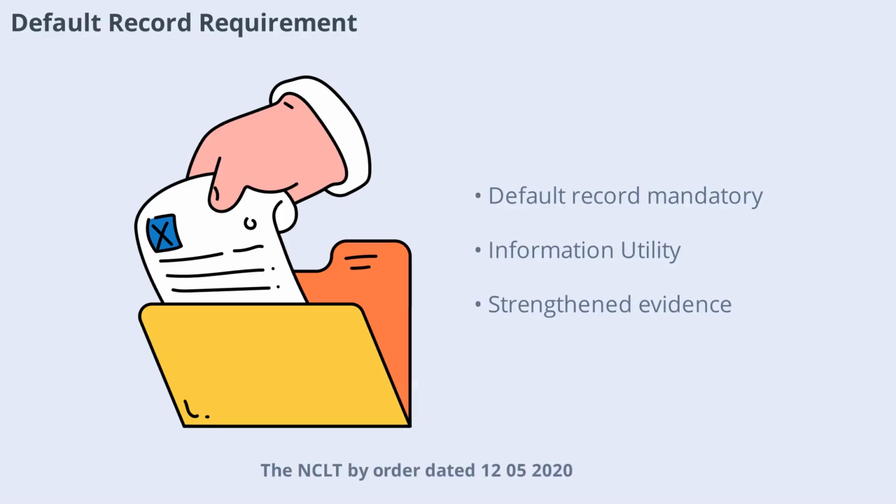NCLT, by order dated 12/05/2020, directed that default records from the information utility must be filed with new petitions under Section 7. No new petition will be entertained without this record. Authorized representatives and parties in pending cases must also file default records before the next hearing. This directive strengthens the evidentiary basis for CIRP applications, ensuring that only genuine defaults are considered and reducing frivolous litigation.